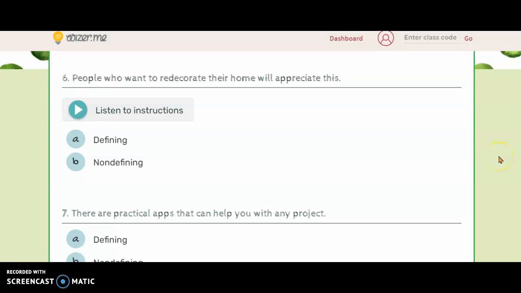Number 6. Now we have different instructions. Okay? For this part of the exercise, you have to read the sentence along with me and then you have to decide if the clause that is included in the sentence is defining or non-defining. Okay? Number 6, people who want to redecorate your home will appreciate this. Write it down.